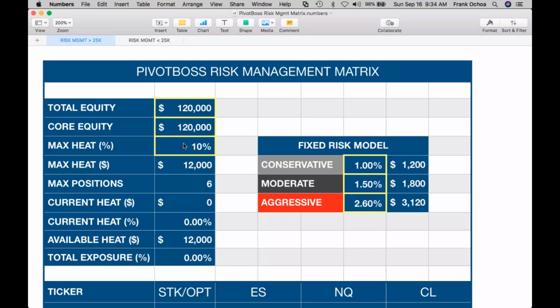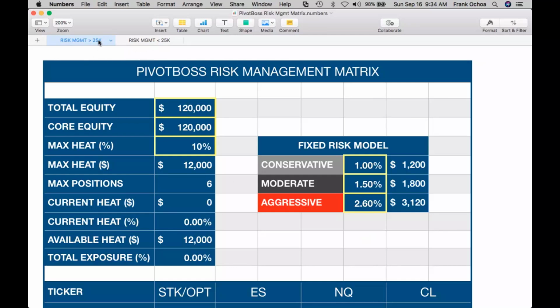In this case, 10% is the normal coming out of various low volatility type of markets, and then you can increase it up to 15 or 20% as you feel the time requires it. So any of these boxes that are yellow is where you need to put into the spreadsheet to reflect your risk tolerance. In this case, the 1.5 and 2.6% allocations is what I use, typically speaking, for any account that's over $25,000.